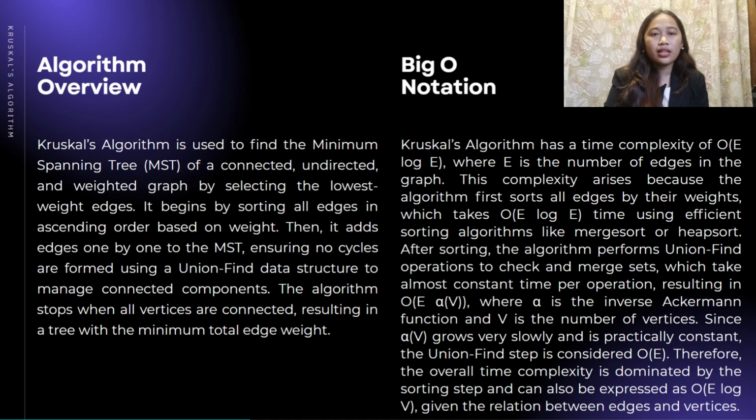Therefore, since the sorting step dominates the total time complexity of O(E log E), it can also be written as O(E log V), using the fact that E is often related to V, especially in sparse graphs. Union-find operations are parts of a data structure used to efficiently manage disjoint sets, groups of elements that don't overlap. It is especially useful for Kruskal's algorithm to avoid cycles when building a minimum spanning tree, or MST. So that's all. Thank you.